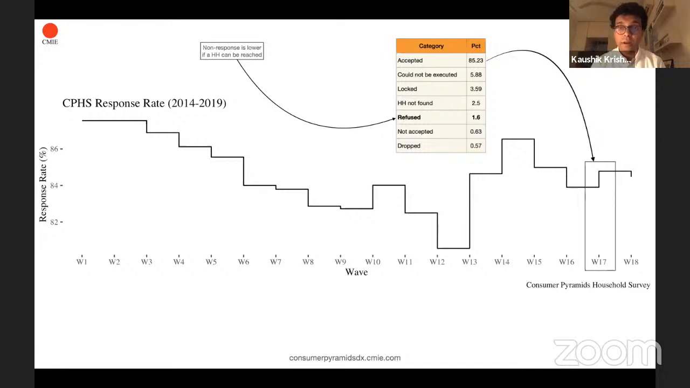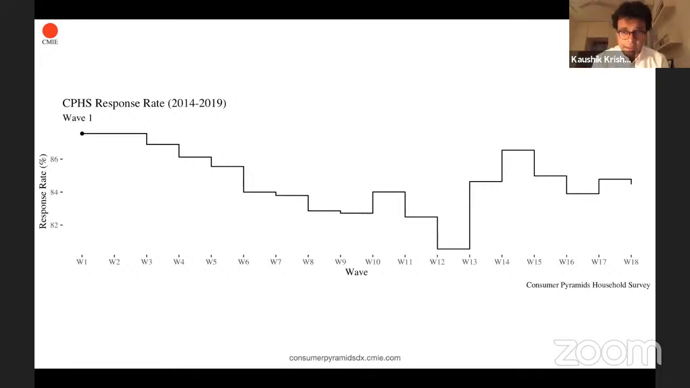The lion's share of non-response is due to the careful planning and the process that we have in place. Of course, there are things like locked houses. We do what we can, as I mentioned, but beyond that, there's not much that we can do. If a household can't be found, it can't be found. And a small number, like I mentioned, are not accepted or dropped. So this gives you a sense of how household non-response breaks down for a given wave. This is quite representative of the story that takes place wave to wave. The actual numbers will, of course, vary, but this is broadly the story in any given wave.